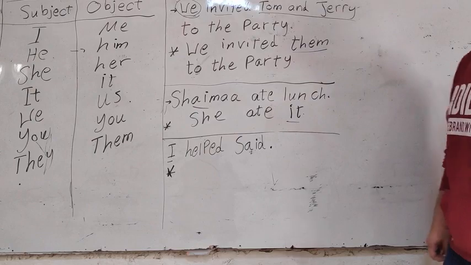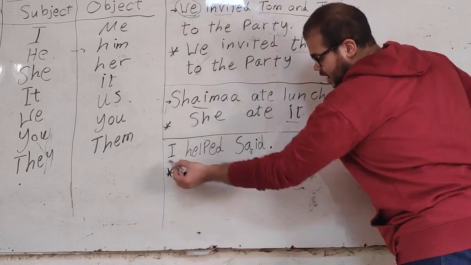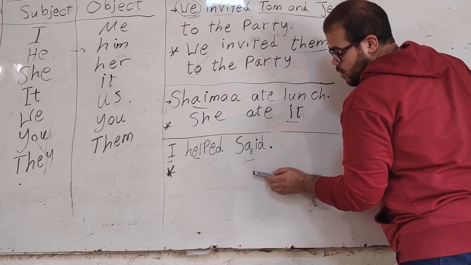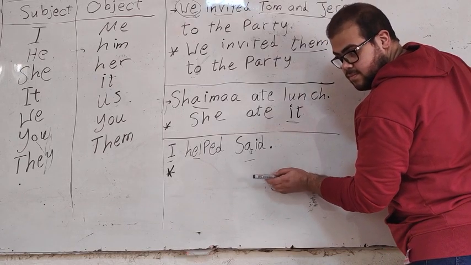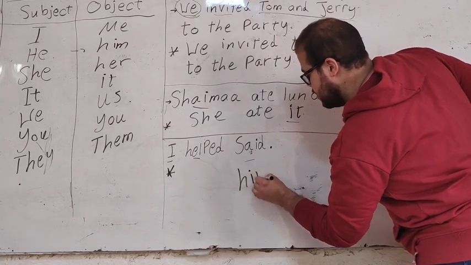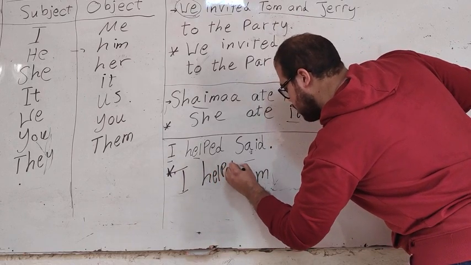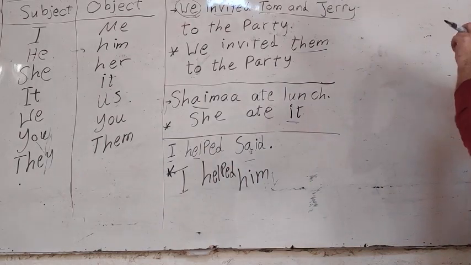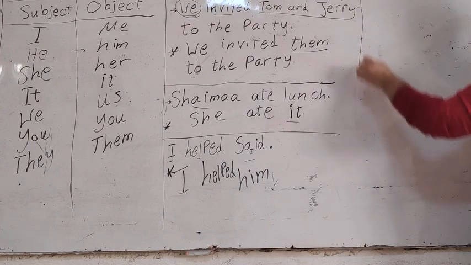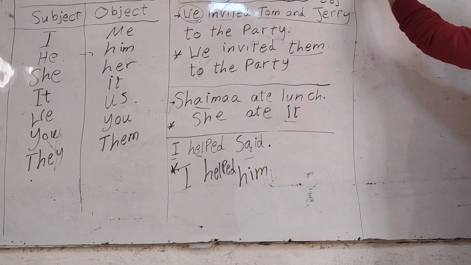Okay, third example. I helped Saeed in his homework. Alright, so the subject is I, the verb is helped, and Saeed is the object. So, which pronoun would we put instead of Saeed? Indeed, because it's a person and male, so we put him. So I can say, I helped him. Okay. One more note. Yes, I put a note here: object pronouns often come after a preposition.